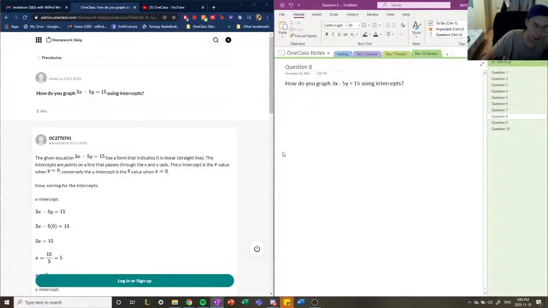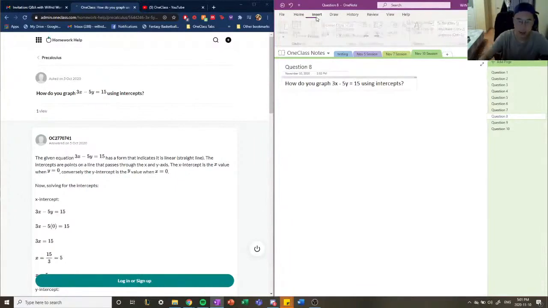Moving on to question number 8. How do you graph 3x minus 5y equals 15 using intercepts? Before, I would always graph our line equation by finding its slope and its y-intercept. But in fact, all you really need to do is find the x-intercept and y-intercept and connect those two together to find your line. That's what this question is asking here.